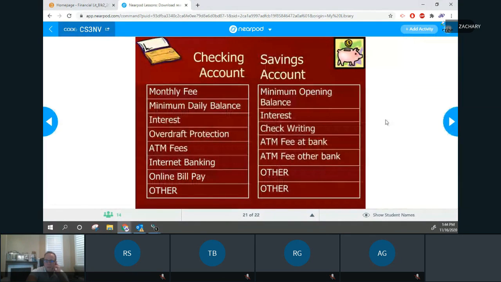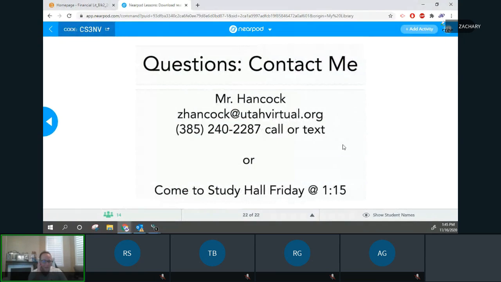Okay, here's some things. When you go into a bank, you can get a checking or savings account. Checking accounts at banks, usually there's some monthly fee to it. There's a minimum balance you have to maintain. You could have interest that accrues. So if you have so much money in the bank, they'll actually pay you to have that money in the bank. It's not a lot of money, but it's a little bit. Overdraft protection, ATM fees. Savings account, you also have a minimum balance. You also get interest there. Check writing, ATM fees, kind of stuff like that. Okay, I'm sure you're aware of a lot of it. Anyways, that kind of gives a brief overview.